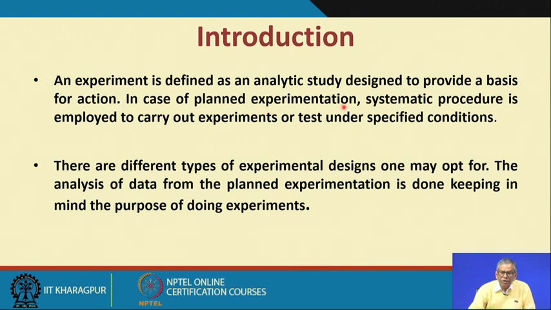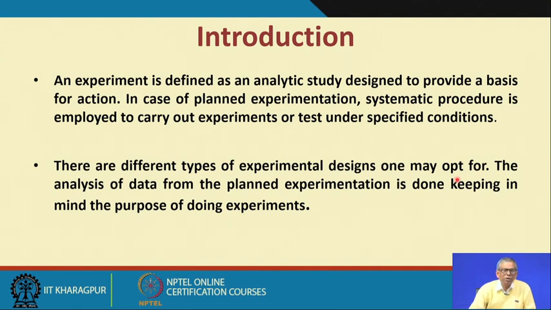In case of planned experimentation, a systematic procedure is employed. Here we will be referring to planned experimentation. It's not unplanned experimentation, where we carry out the experimentation arbitrarily. That we must not do, we cannot do. So a systematic procedure will be laid out. There are different types of experimental designs one may opt for depending on a particular condition, particular constraints.